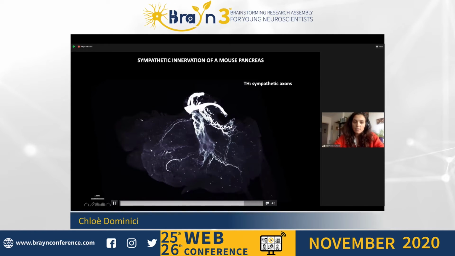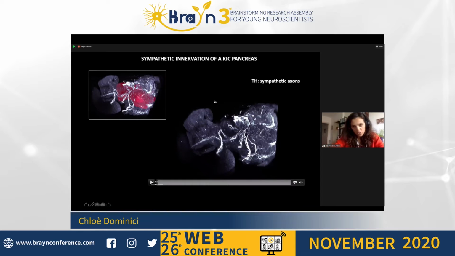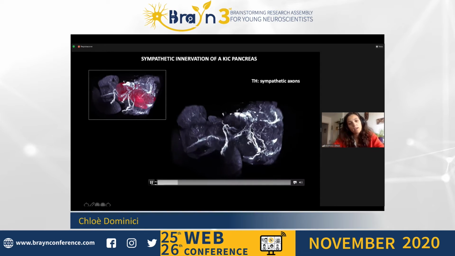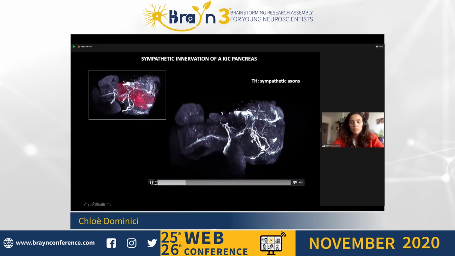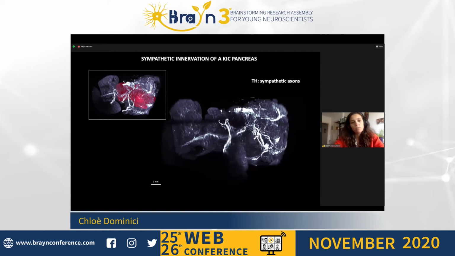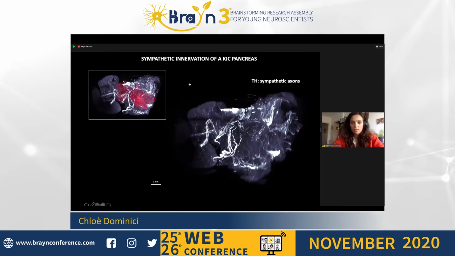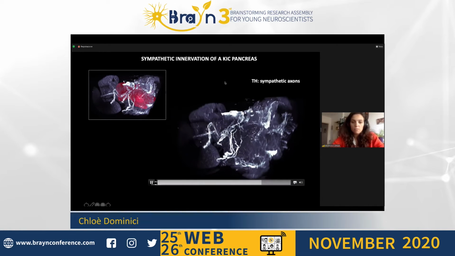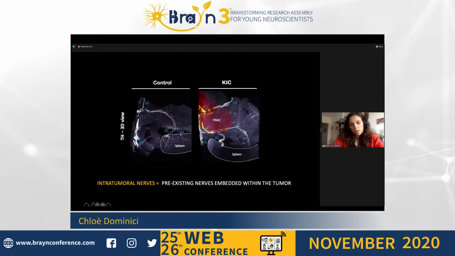So next, you can see here the sympathetic innervation in the KIC mice. You have here in red the tumor, and we can see that inside the tumor, the axonal network is quite disturbed. But we can still find the different branching and the patterning that we saw previously in the wild-type pancreas. If we look more closely, we see here the KIC and the control. Again, here in red, the tumor. And in yellow here, you have the nerves that are inside the tumor.